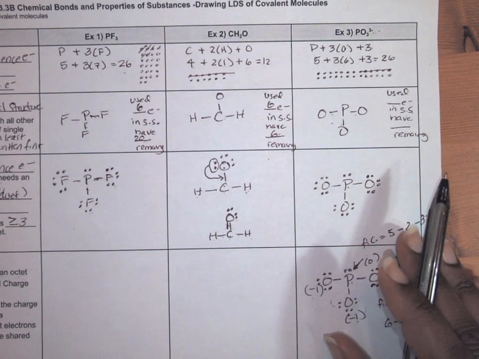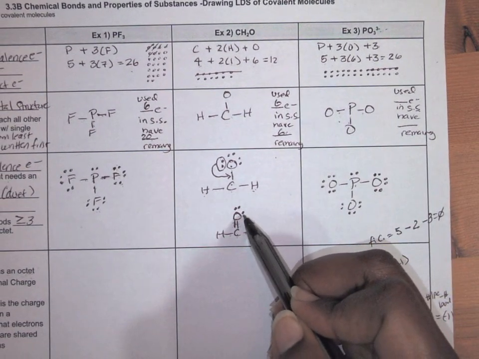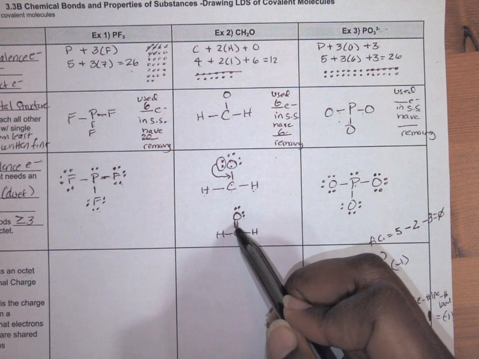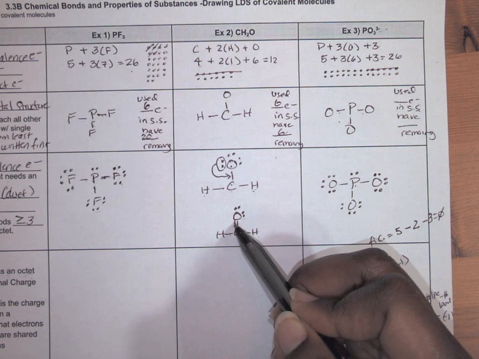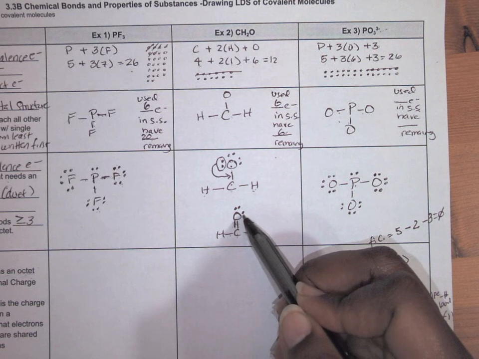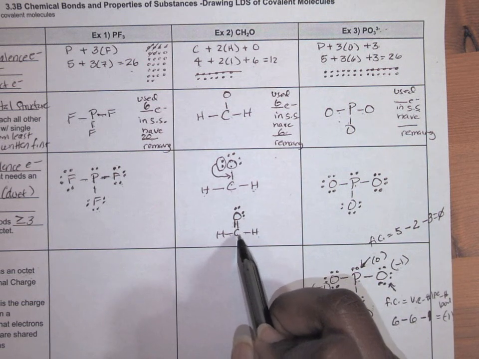Then we check our structure to make sure everything has an octet. The oxygens have 2, 4, 6, 8. Remember, whatever electrons, whether they're in bonds or lone pairs, are touching that atom, we count as part of its octet. This carbon has 2, 4, 6, 8 around it as well.